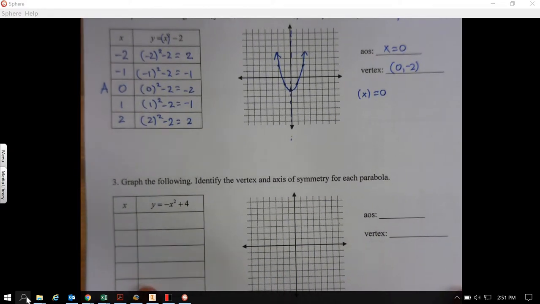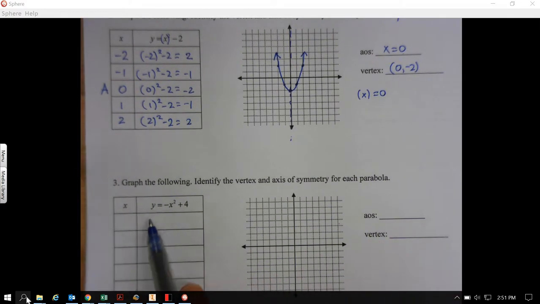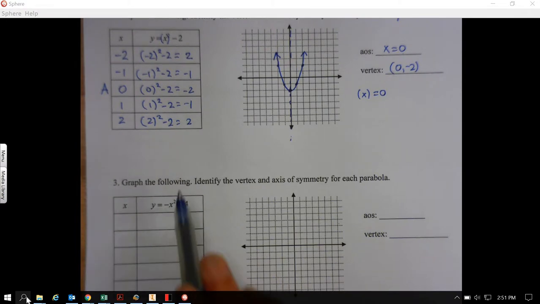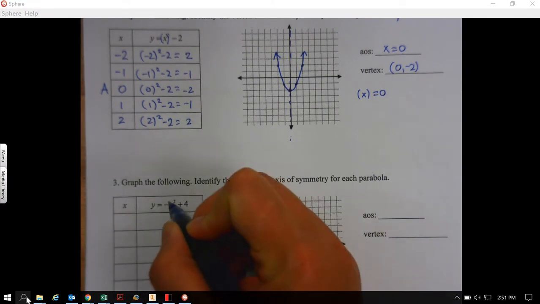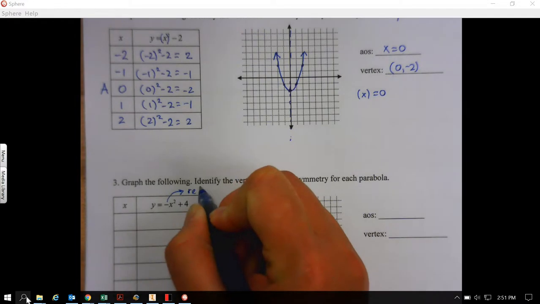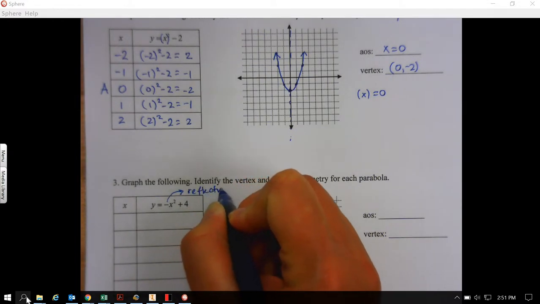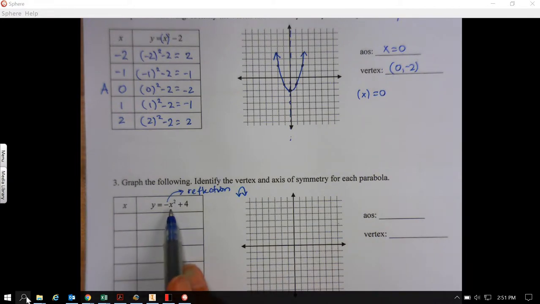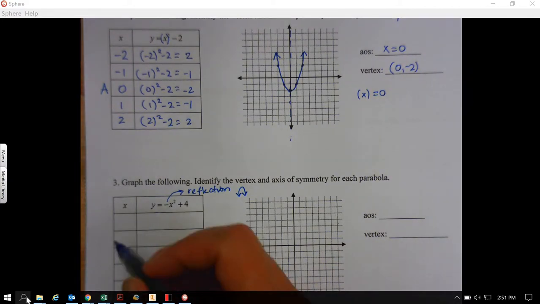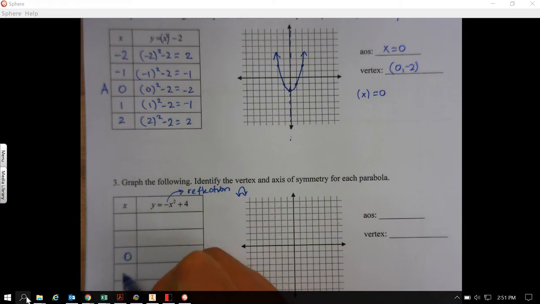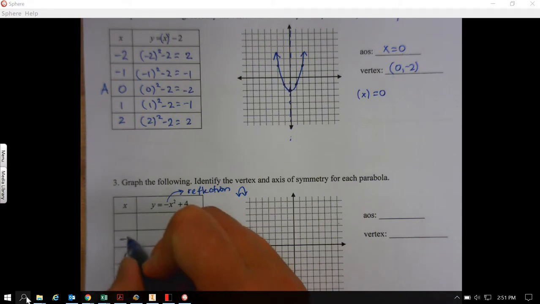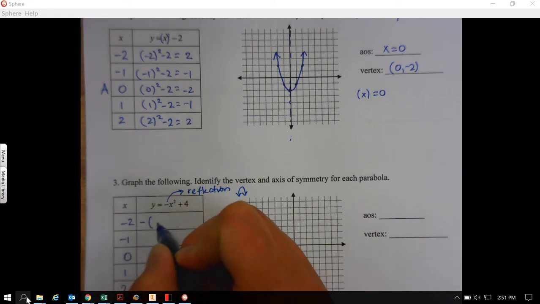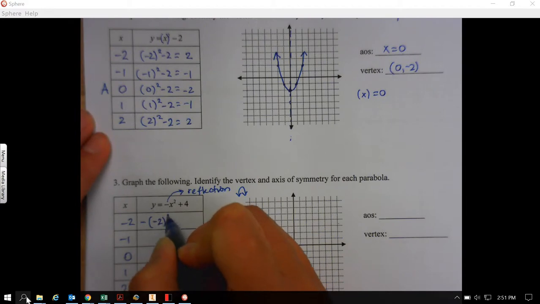Third example, it says that we have y equals -x squared plus 4, very similar to the last one, except this negative right here is going to give us a reflection. So the graph is going to go upside down instead. Again, when I take that x and I set it equal to 0, I get a 0. And we're going to do 1 and 2, -1 and -2. Again, we're going to substitute them in to the formula.